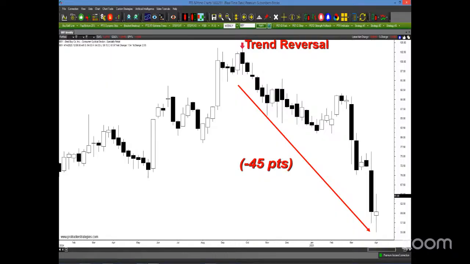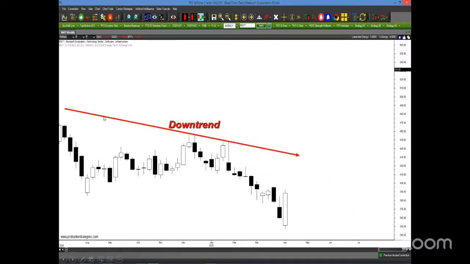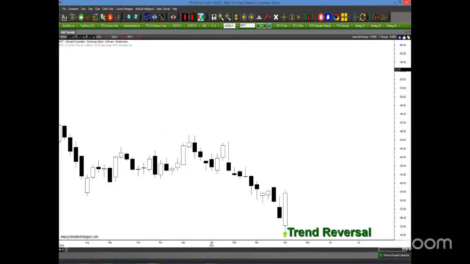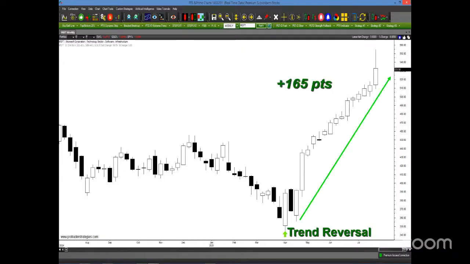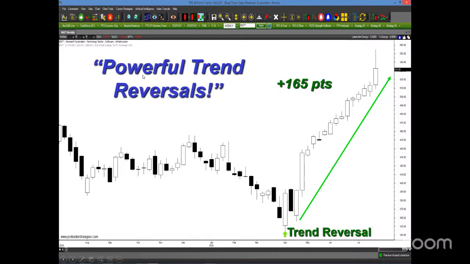And it works the other way as well. This tool identified a downtrend here in Microsoft. And as you can see right on this bar right here, the very bottom, it identified a trend reversal. And the stock coming into this past week has shot up 165 points. So this is going to be the topic of today's educational presentation, powerful trend reversals.